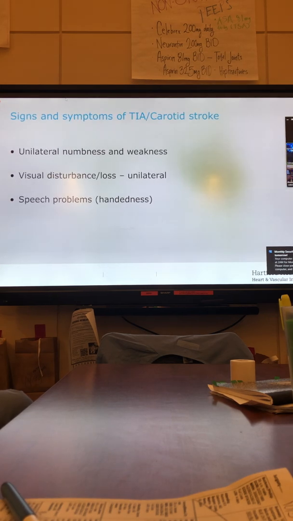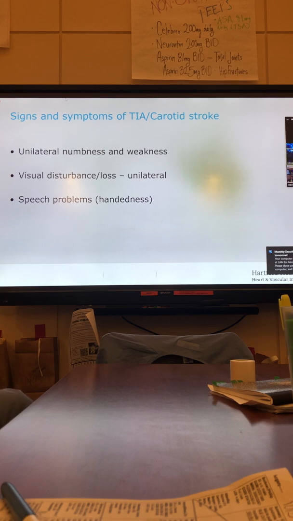So what are the signs and symptoms of TIA or stroke? Oftentimes we get called for things that aren't related to carotid disease. So unilateral numbness and weakness, super important. Somebody says both my feet are numb, not interested. Both my hands are numb, not interested.